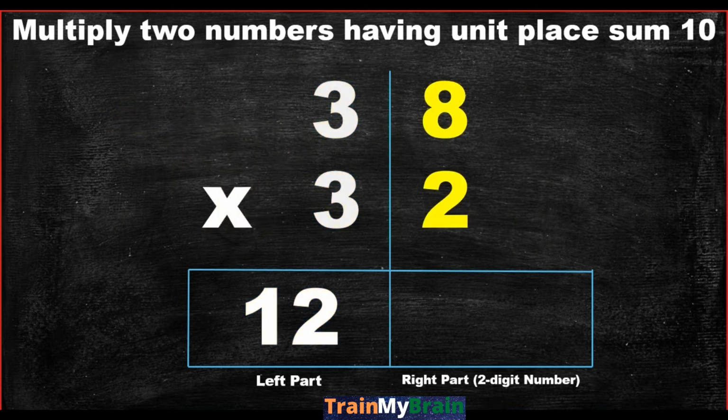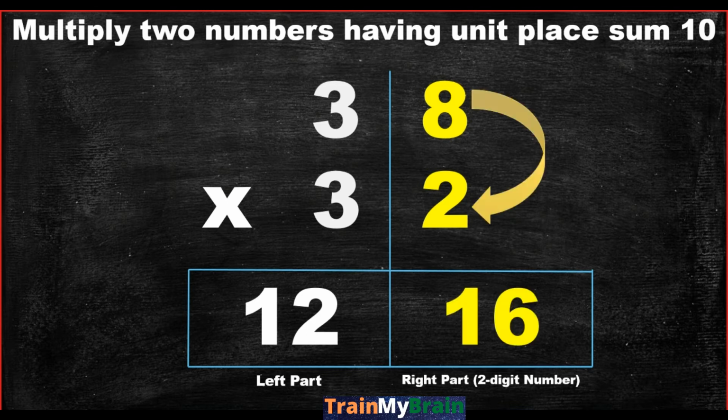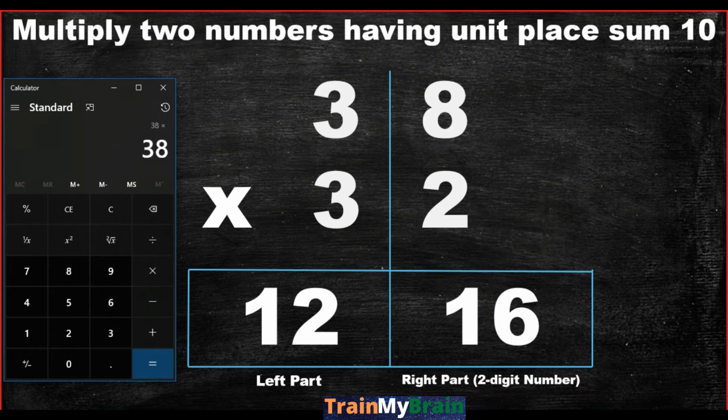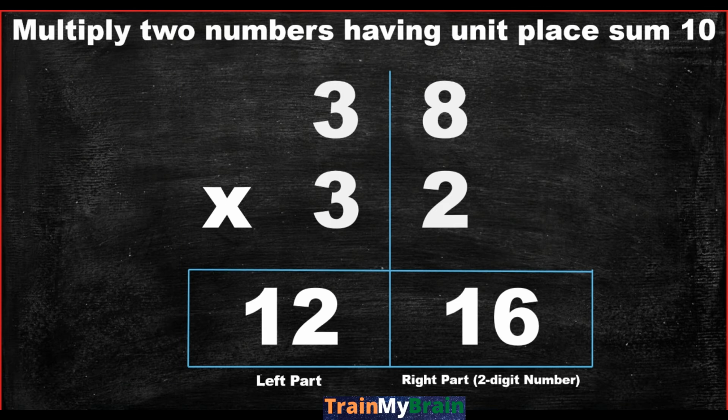Now for the right part, multiply both the unit numbers. So 8 into 2, you will get 16. So here is the answer. 12, 16 will be the answer. You can see 38 into 32, 12, 16 will be the answer.